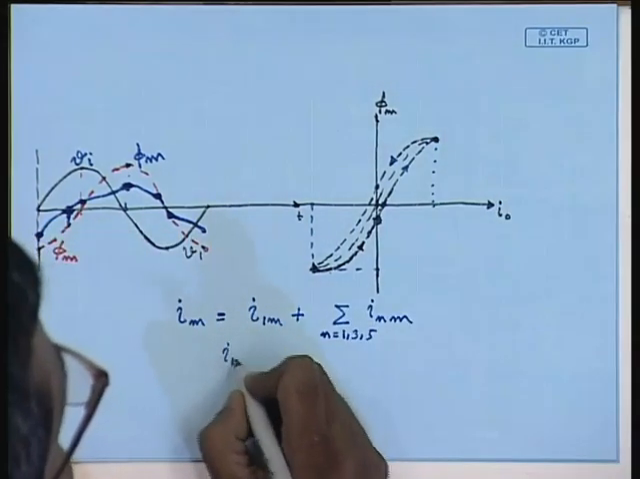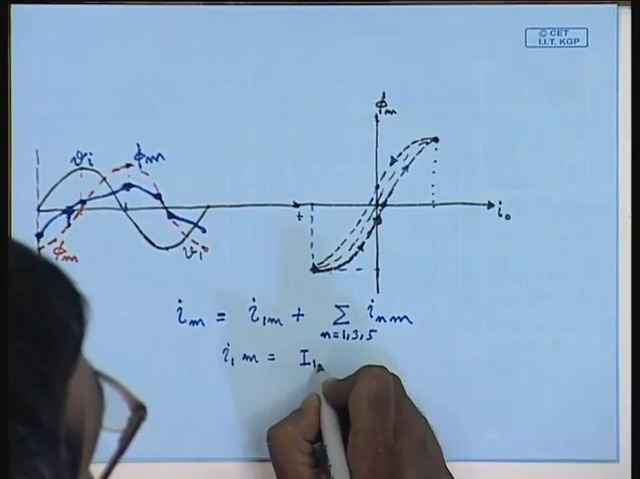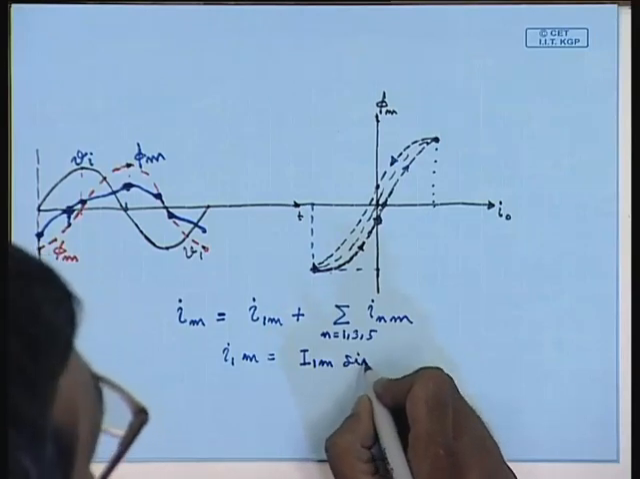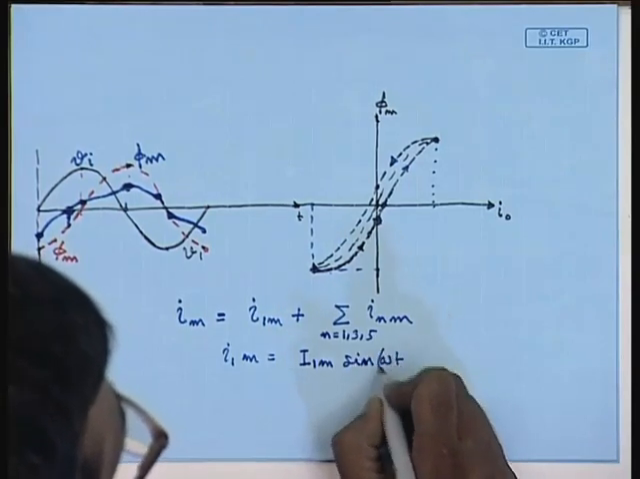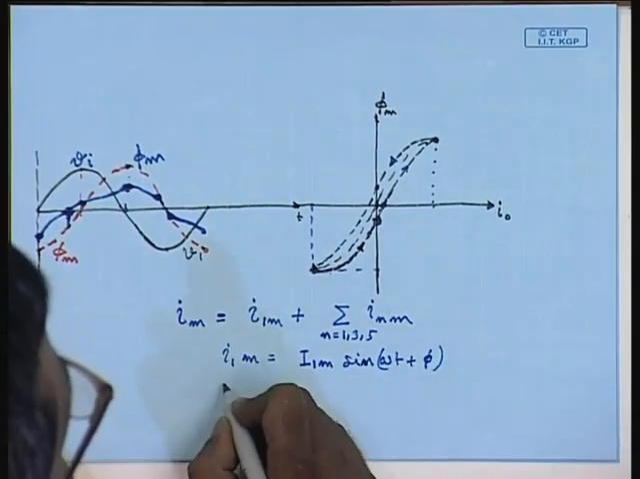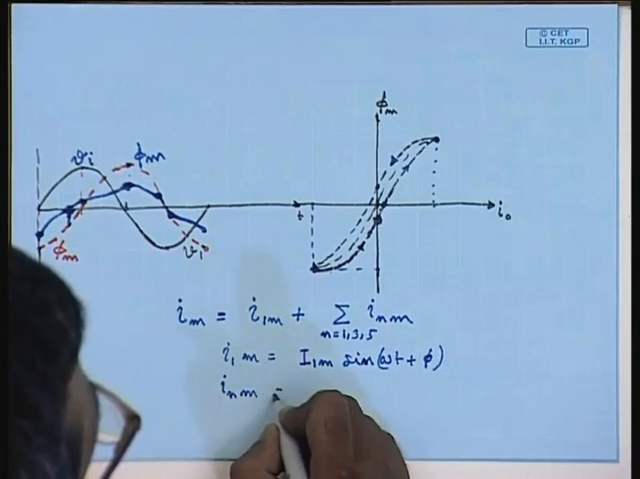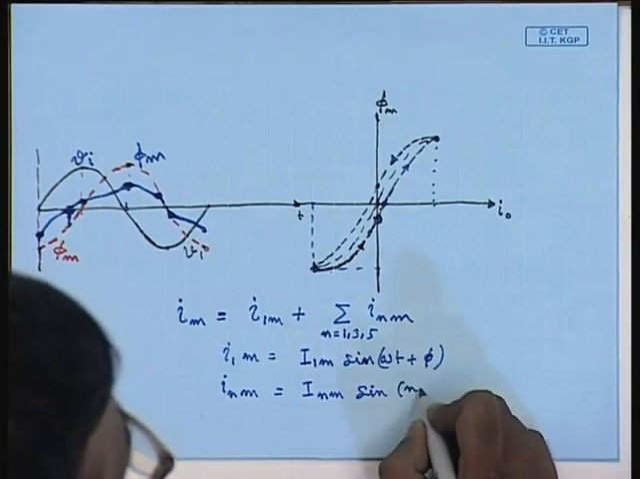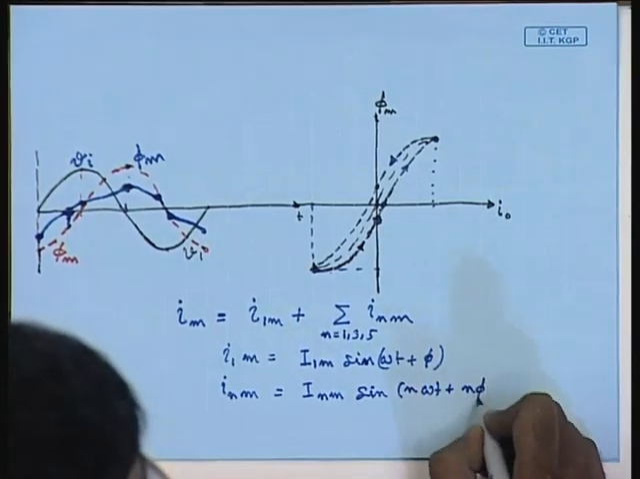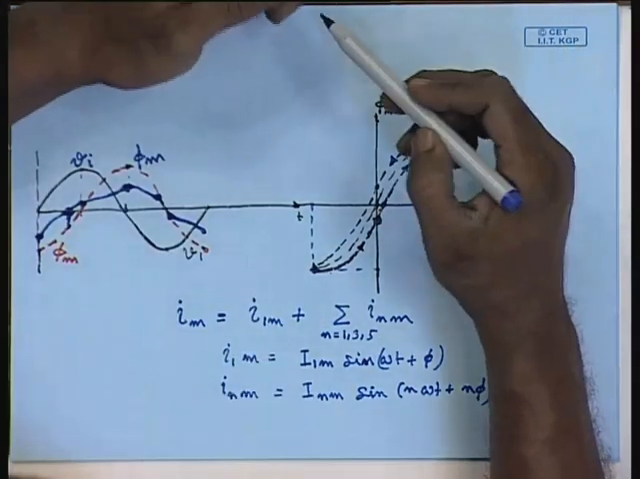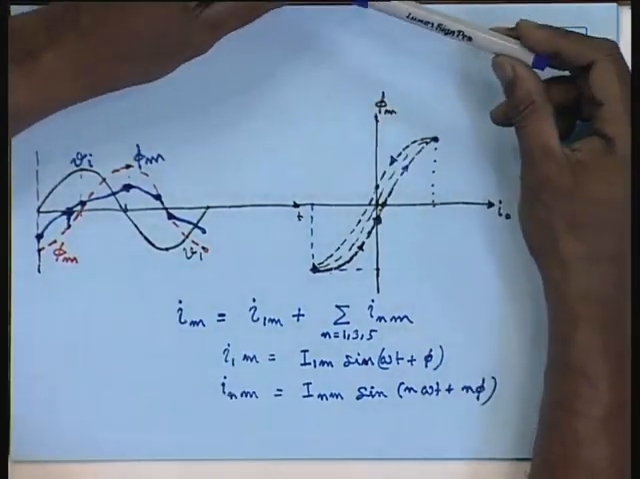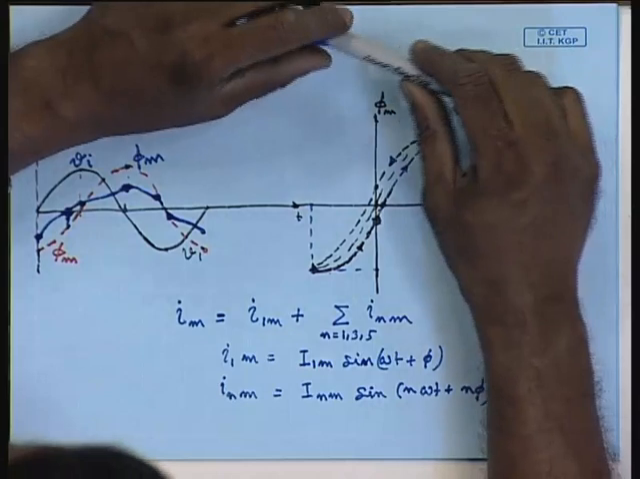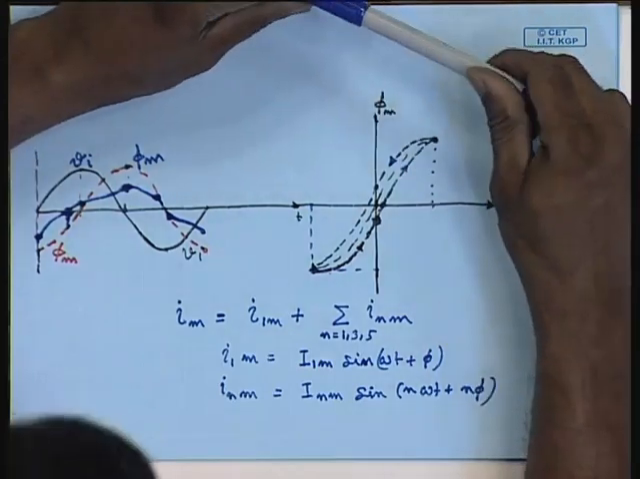where i1m equals I1m sin(omega t plus phi), and inm equals Inm sin(n omega t plus n phi). So, this is mostly the source of harmonics in a single phase transformer, and mostly in the magnetization current that this harmonic will be observable.